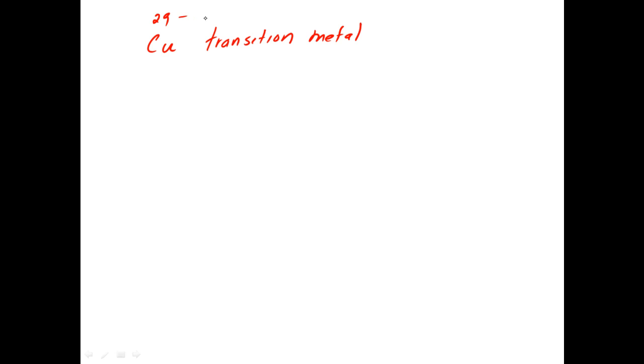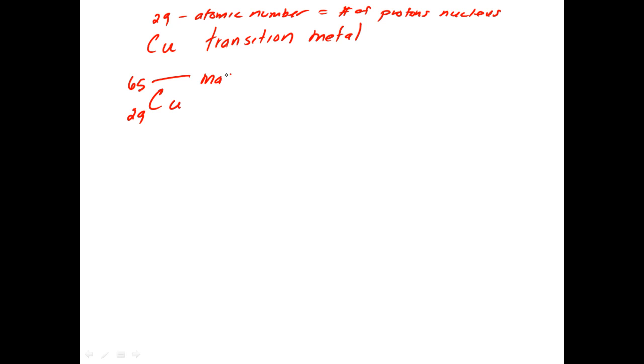Alright, and the number 29 is the atomic number, and the atomic number is equal to the number of protons in the nucleus. So a lot of times the way we write these symbols, here's the chemical symbol copper. A lot of times we'll write a 29 here, and then you'll see another number in the upper left hand corner, something like this number 65 here. That is called the mass number, and the mass number is equal to the number of protons plus the number of neutrons in the nucleus.